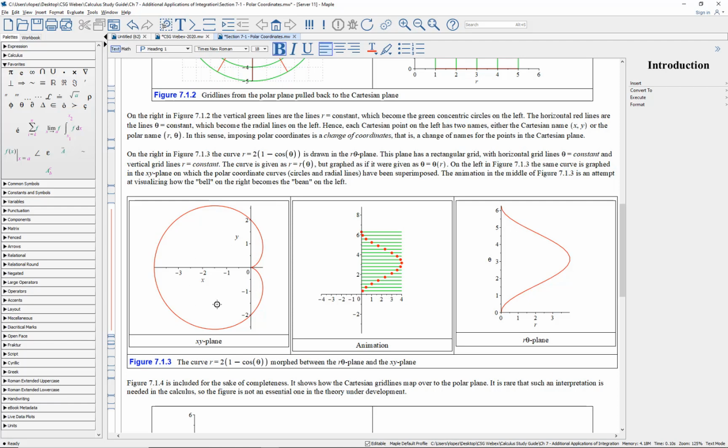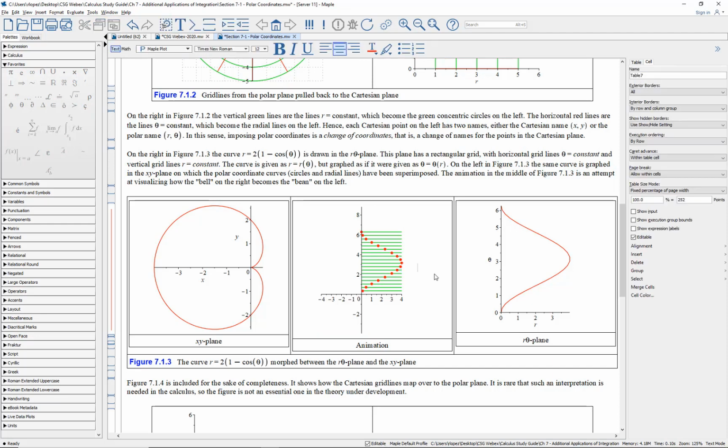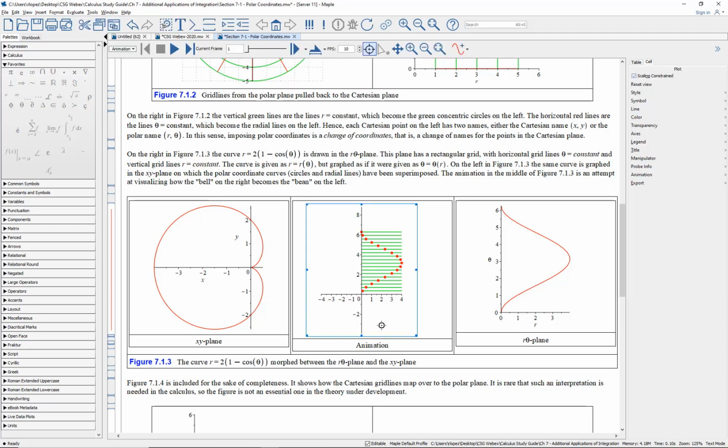Take this curve, which is the cardioid polar coordinate curve drawn in the Cartesian plane. Now, here's an animation. Let's see if we can run this animation here. Why don't we just run it repeatedly? Okay, so here it is being mapped over to the r theta plane.